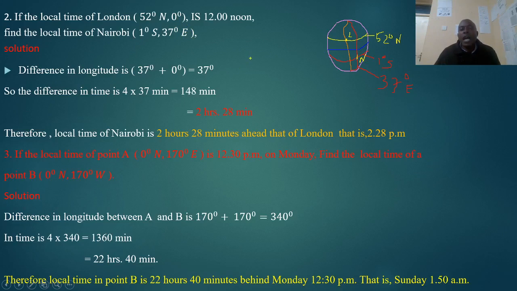So longitude difference times 4 to get the time difference in terms of minutes. So it will be 4 times 37, which is 148 minutes. 148 minutes divided by 60, I pick my calculator, you will find 2.4666666667. Now what you do, that means it's 2 hours.